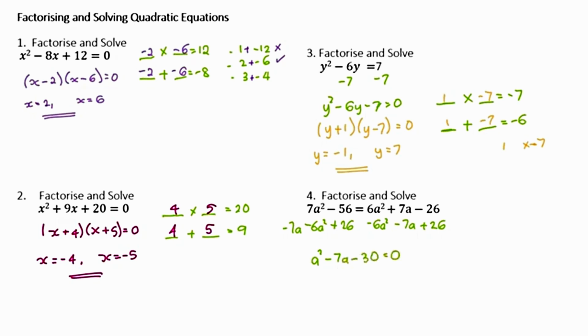So this means we are looking for two numbers that multiply to give us minus 30, and the same two numbers need to add to give us minus 7. And the two numbers that we're going to use for this is negative 10 and 3. So we can now factorize this as a minus 10 in the first bracket and a plus 3 in the second bracket. And this is equal to 0. So to solve it, a is going to be equal to 10 and a is equal to minus 3.